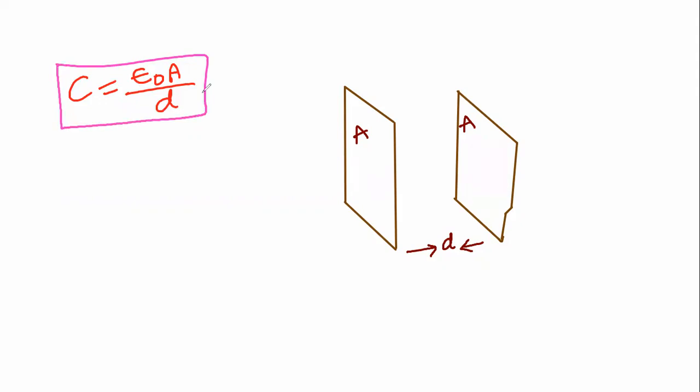This is the capacitance of the parallel plate capacitor. C is equal to epsilon naught A divided by d, where A is the area of the plates, d is the separation between the plates, and epsilon naught is the permittivity of free space. For example, between the plates, a dielectric medium is introduced. First, there is no dielectric medium. Now, a dielectric medium of dielectric constant K is introduced between the plates of the capacitor.